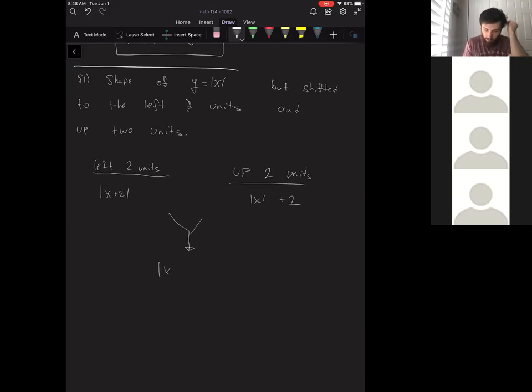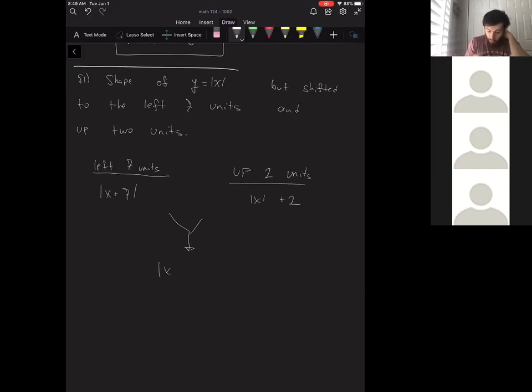Oh, I might have made a mistake. Moving to the left 7 units. Sorry, not 2 units. Moving to the left 7 units. So if we move to the left 7 units, it means we're going to add a 7 to the x. So remember, moving left and right, it's always backwards. If we move to the left, we actually add, but if we move to the right, we subtract.